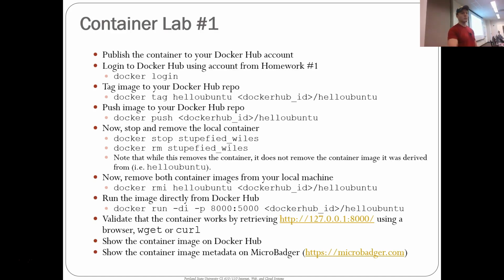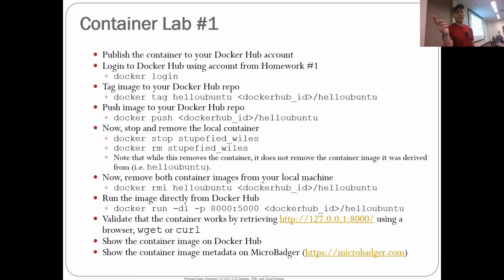And then I want you to push this up to Docker Hub. So you do your docker login based on homework number 1. You do a tag that associates Hello Ubuntu to your Docker Hub ID/Hello Ubuntu. I want you to push it. And then I want you to stop and remove the original container, and delete the original image, both the original image and the Docker Hub ID/Hello Ubuntu. I want you to clear out all the images, because then I want you to do the docker run from Docker Hub and see it download and run the container that you've pushed up. So that's the next step, this docker run, and hopefully this works. Verify that this works. And then show the container image on Docker Hub, and then show the metadata.